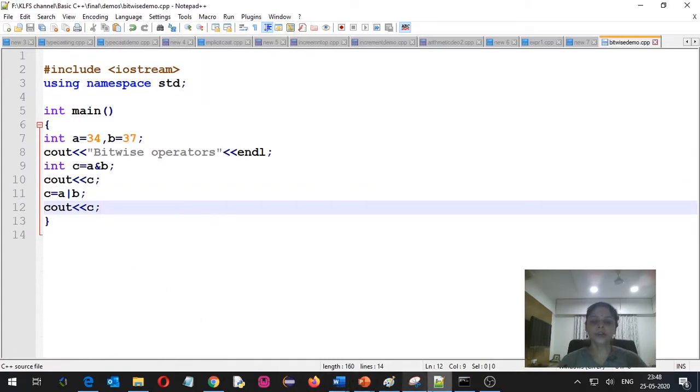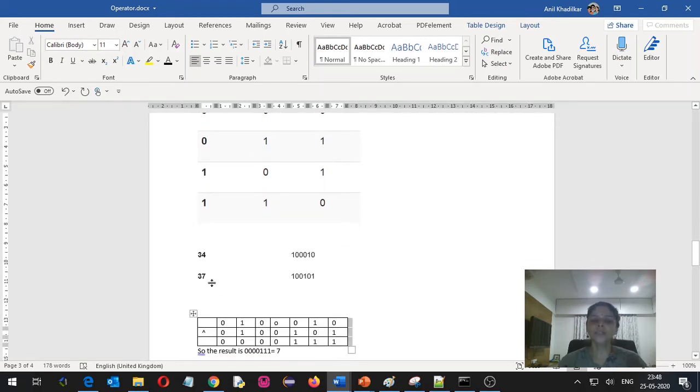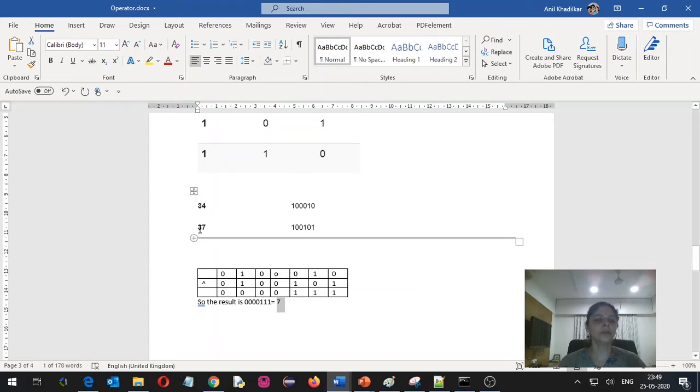If you want to check the XOR operation, then you can use this logical table. In the XOR logical table, you can see if both the values are the same, then the result is 0, and if these two values are different, then the answer is 1. I am using the same values here for the XOR operation. So you can see 0 and 1 is 1, 1 and 0 is 1, 0 and 1 is 1, and wherever both are zeros or both are ones, the result will be 0. If we convert this representation into decimal, this is equivalent to 7. So you can say that XOR between 34 and 37 will give you the answer 7.